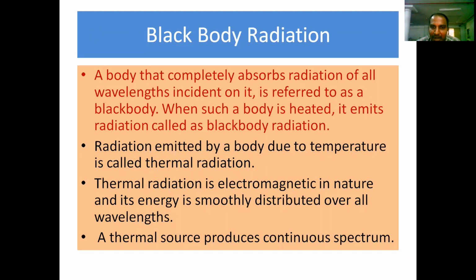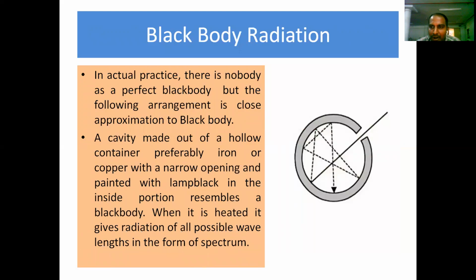Radiations emitted by a body due to temperature are called thermal radiations. These thermal radiations are usually electromagnetic in nature, and their energy is smoothly distributed over all wavelengths. A thermal source usually produces a continuous spectrum of thermal radiations. To understand the concept of such black body radiation, we have to depend only upon Planck's quantum theory.